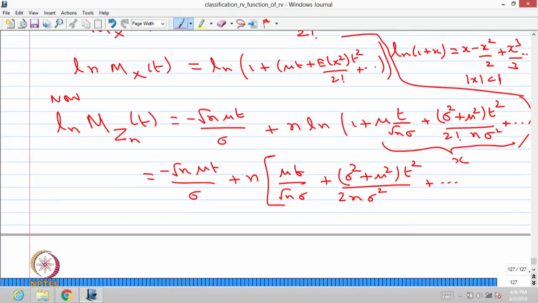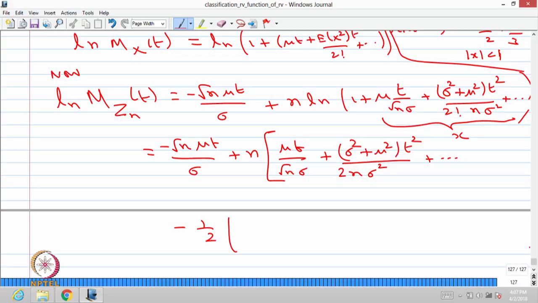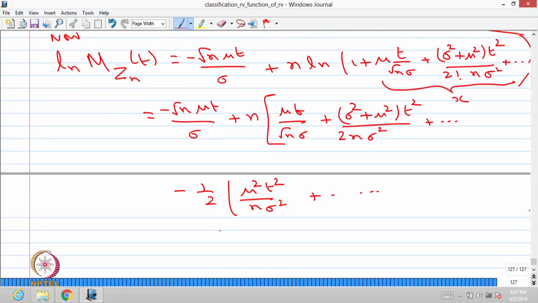Whereas now I am going to write minus x square by 2 terms, that is minus 1 by 2 times, in the x square also I am not going to write x square of all the terms, I am going to write the x square of only the first term, that is mu square t square by n sigma square. All the other terms I leave it as it is. There is a reason behind that. I am not going to write other terms of x square. Similarly, I am not going to write any terms for the x cube, only I write 1 by 3, all the other terms as it is.